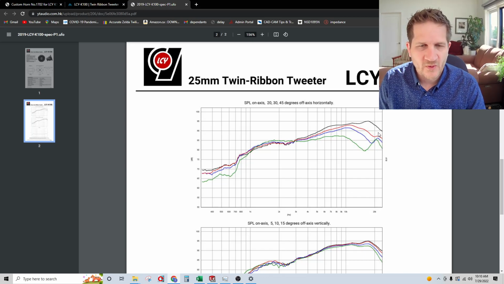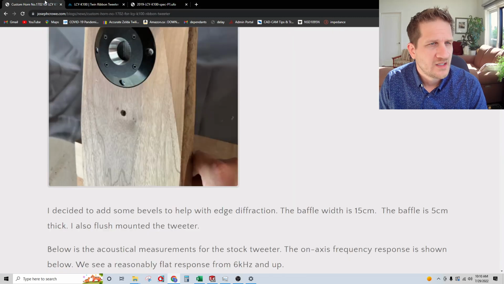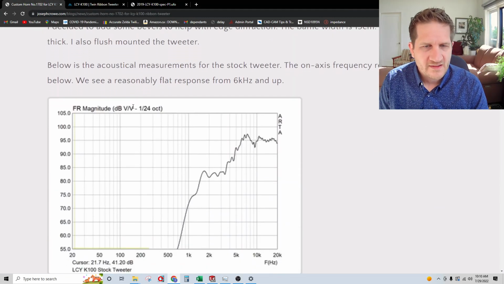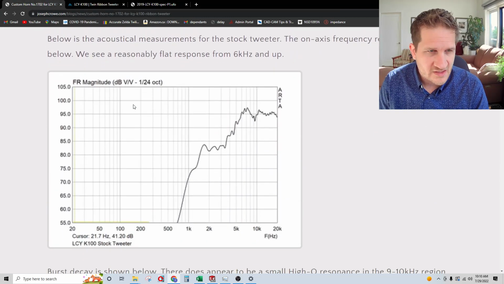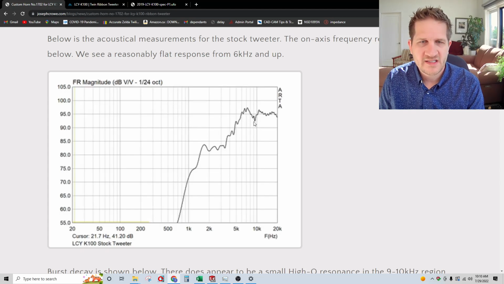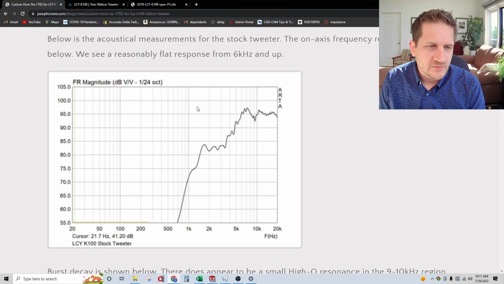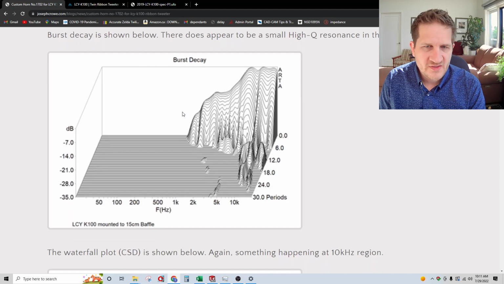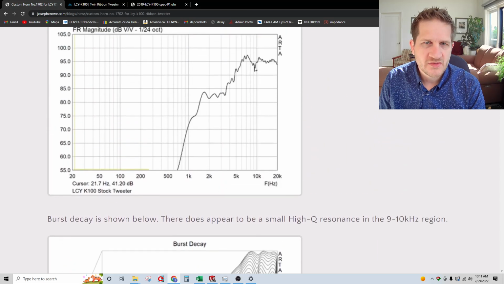And so I'm going to do off-axis colored polar maps for the stock tweeter, and we'll just see if that is indeed the case. So if we look at the published, or my measurements for the tweeter, you can see here that it deviates quite a bit from the published data. And you can see that there is a peak at 7, and then a dip at 9, and then it's relatively flat beyond that.